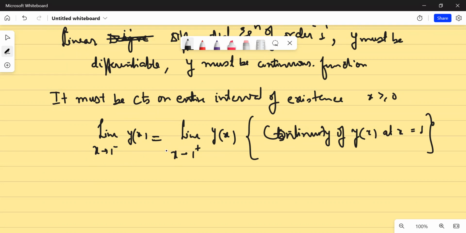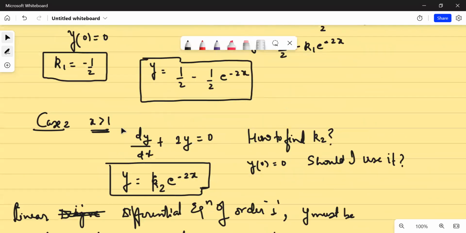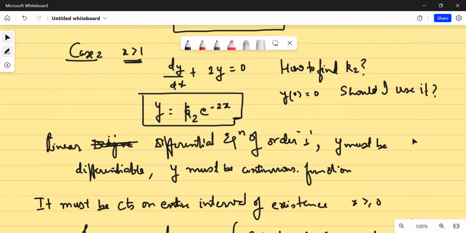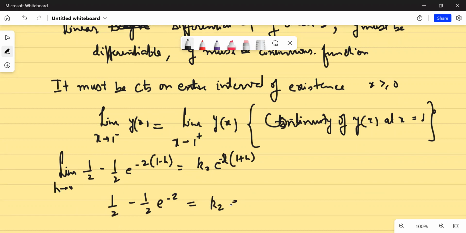Is that clear? So what does it imply? It implies 1 by 2 minus 1 by 2 e to the power minus 2 times (1 minus h) should be equal to k2 e to the power minus 2 times (1 plus h). Is that clear or not clear? Look carefully: here it is 1 plus h, and here I've written 1 minus h. Is that clear? Okay, so this gives me 1 by 2 minus 1 by 2 e to the power minus 2, and here I will have k2 e to the power minus 2. This will yield me the value of k2.